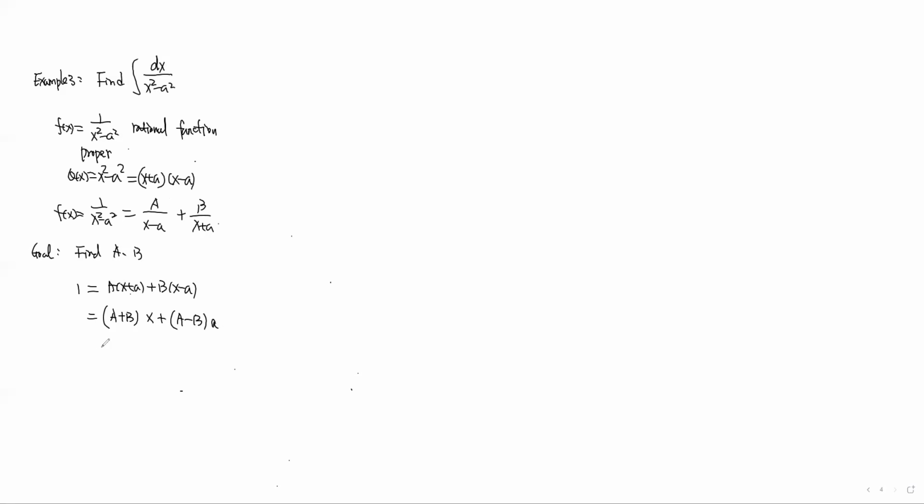So this is 1. Because there is no x on the left-hand side, A plus B is 0, right? (A minus B) times a, this is the constant term, is 1. a is a constant, we know. And also we assume a is not 0. Otherwise, it's too easy. And then we can solve this. So we get A is 1 over 2a, B is negative 1 over 2a. You have to do it by yourself.